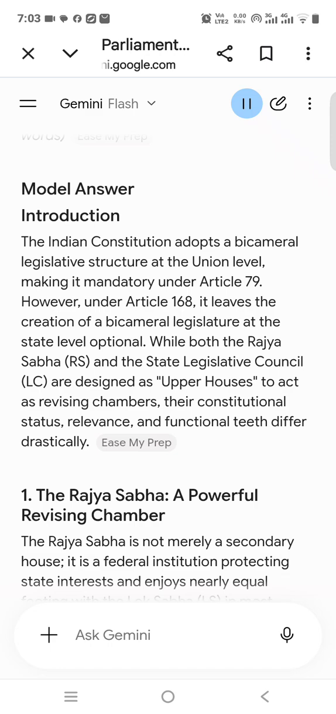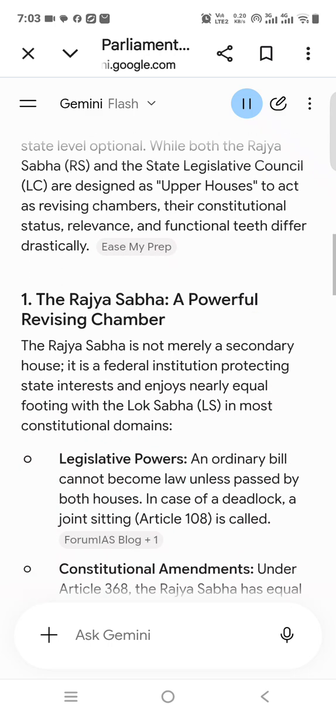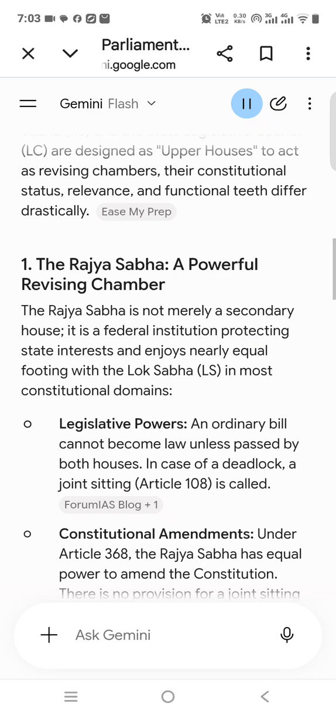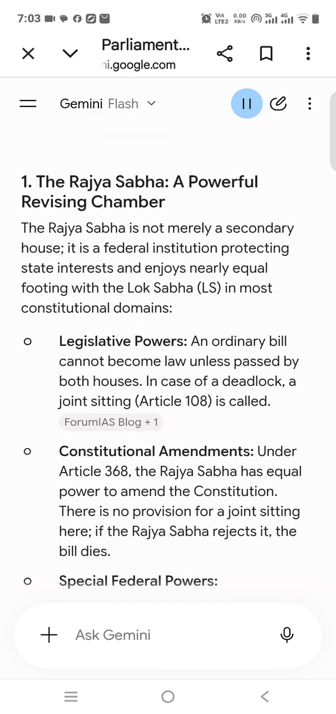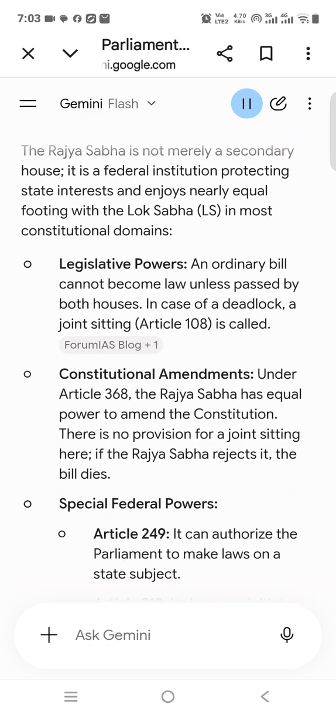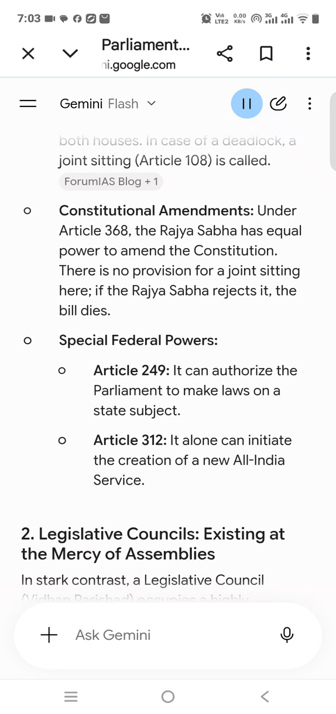Constitutional amendments. Under Article 368, the Rajya Sabha has equal power to amend the Constitution. There is no provision for a joint sitting here. If the Rajya Sabha rejects it, the bill dies. Special federal powers. Article 249. It can authorize the Parliament to make laws on a state subject. Article 312. It alone can initiate the creation of a new All India Service.